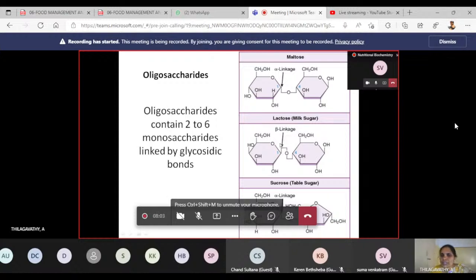Now tell me, what is the linkage in lactose known as? Beta linkage. What is the number of carbon? So how will you tell? This was alpha 1,4 glycosidic bond, so what will this be known as? Beta 1,4 glycosidic bond.